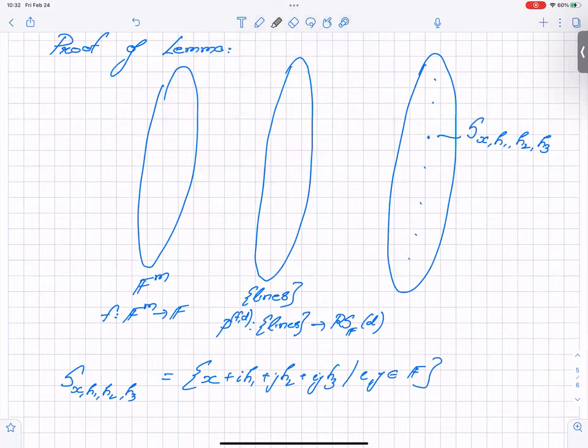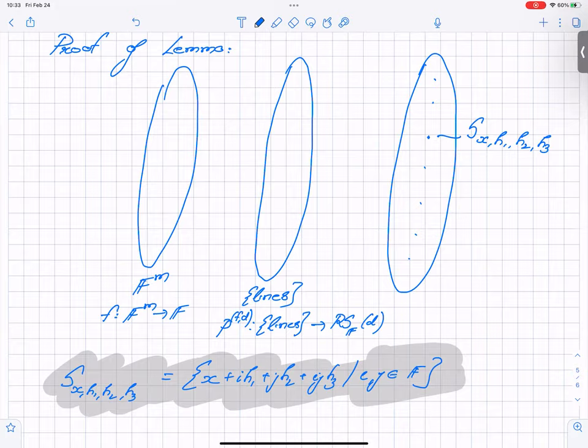The reason we're doing this: this is not a plane in the ambient space F to the m that we are looking at. But if you characterize it by i and j, it is a plane. In the parameterized world of i and j, it's a grid in i, j. I want to say this grid has several lines sitting inside it. What are these lines?